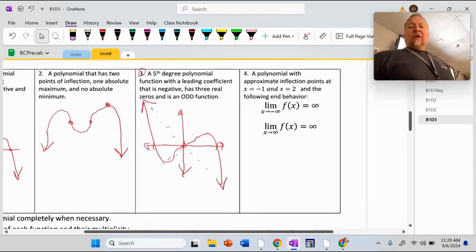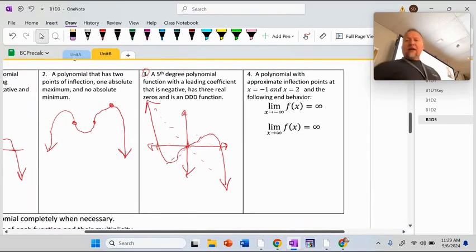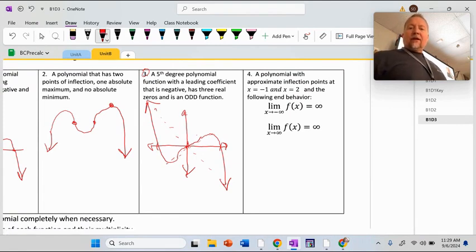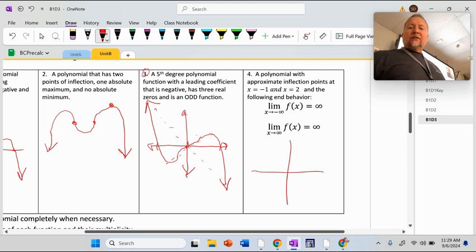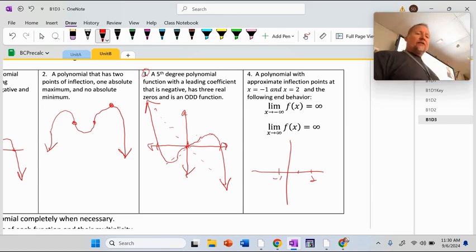All right, so good. All right, polynomial with approximate inflection points at -1 and 2 and the following limit behaviors. Let me get that written down. That shouldn't sound too bad. We're at -1 and 2, so I have to have bold changes there. And both limits end up and up. It's almost like this one again, but flipped, right?